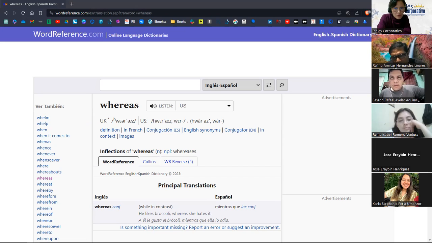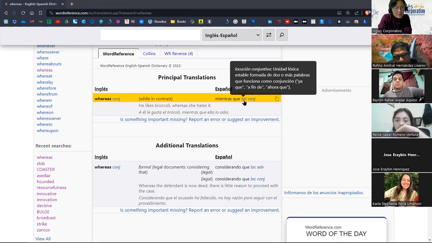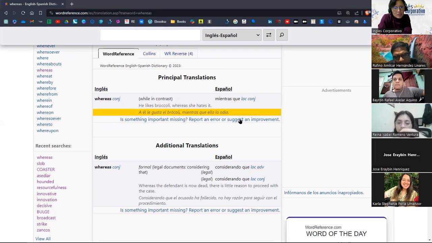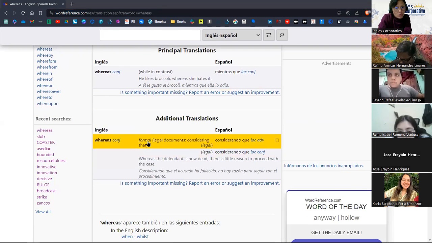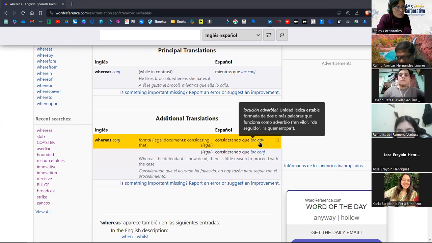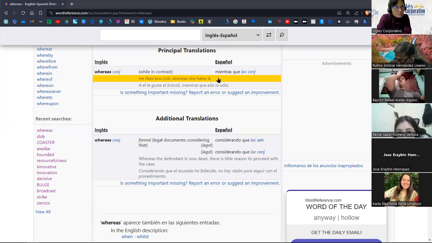Whereas is the same thing, right? While, in contrast, que también quiere decir mientras que. Okay, it's a conjunction, right? It's formal and they use it in legal documents. And in legal documents, it means considering that, o sea, considerando que. Pero generalmente como contraste es esta, mientras que.